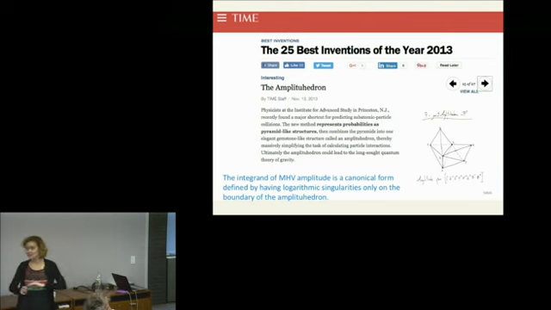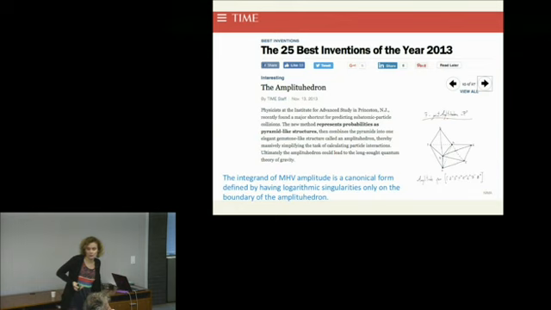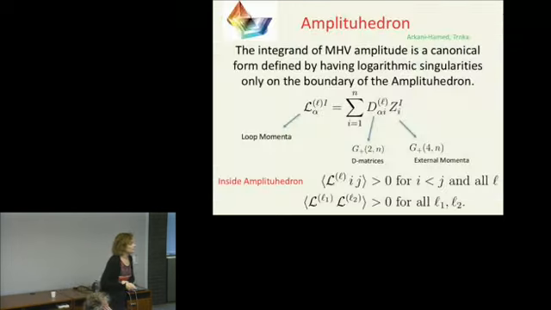I'm just going to tell you about this best invention. So what does the amplituhedron do? The amplituhedron tells you about the integrand to start with. So in principle, it tells you about the set of boundaries.